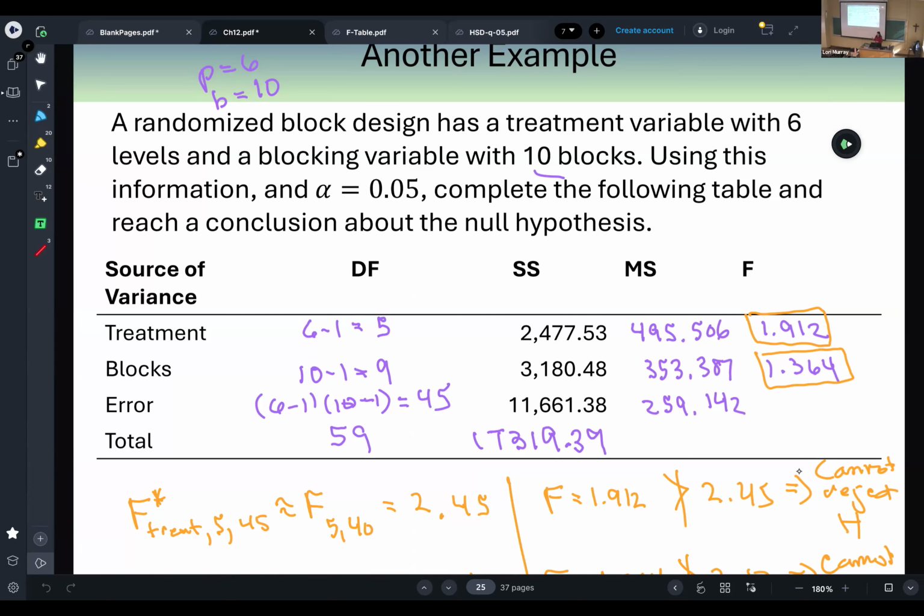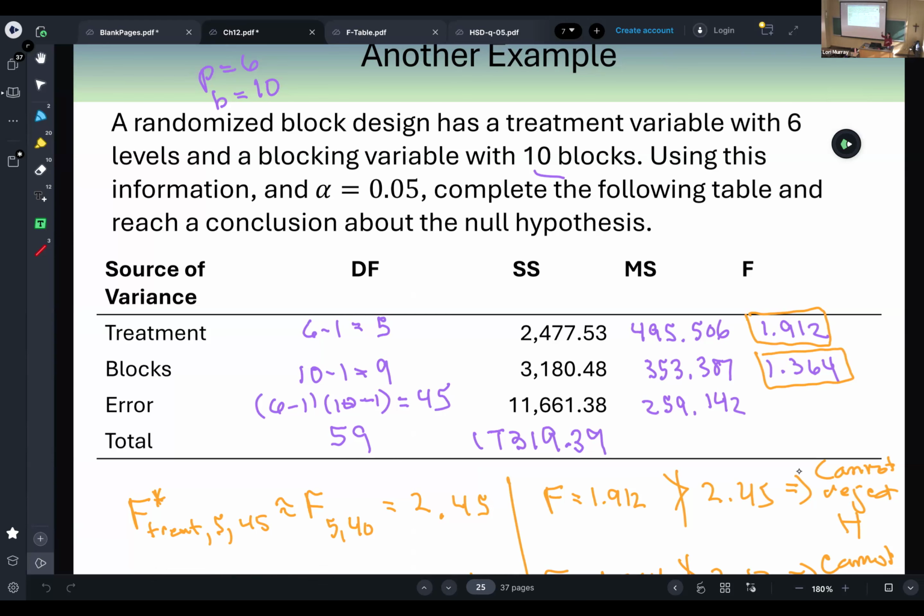So we take 2477.53, we divide it by 5 because it's the same row, and that's how we get the mean square for the treatments. We do the same thing. If you know the sum of the squares for the blocks, and you know the degrees of freedom, you can get the mean squares. And same thing for the error.